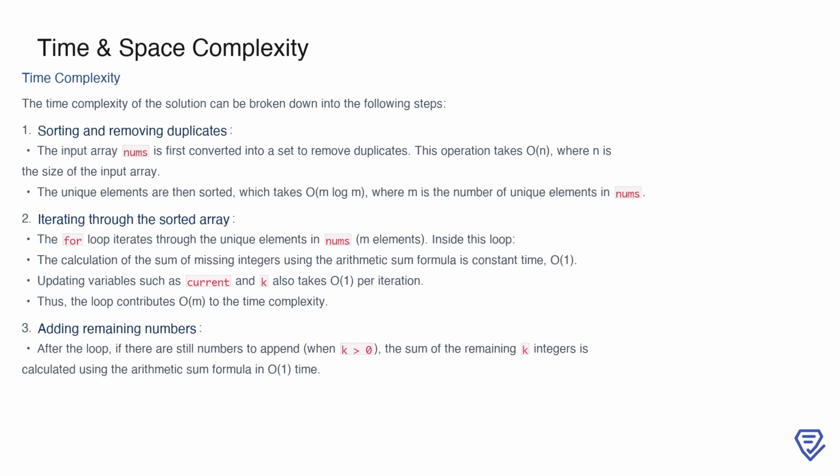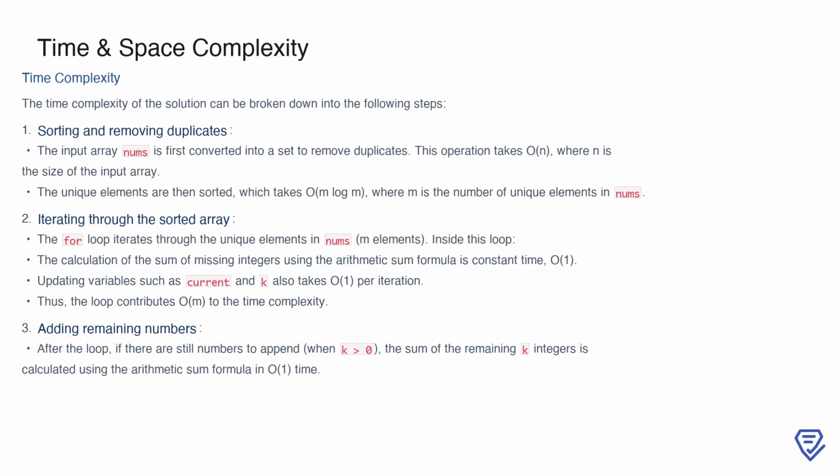To analyze the time complexity of the solution, we start by looking at the different operations involved. First, we convert the input array into a set to remove duplicates. This operation takes O(n) time, where n is the size of the input array. After deduplication, the unique elements are sorted, which has a time complexity of O(m log m), where m represents the number of unique elements in the array.